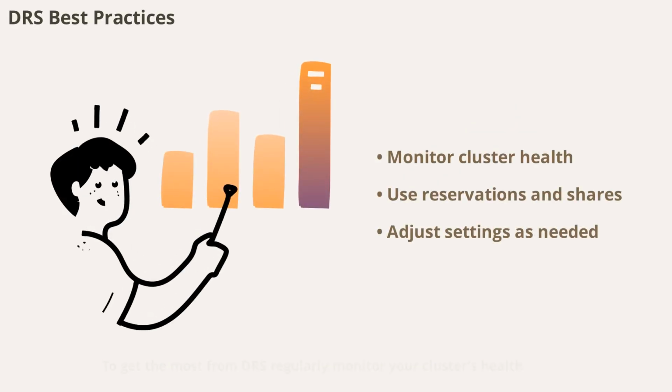To get the most from DRS, regularly monitor your cluster's health, review recommendations, and adjust settings as your environment evolves. Use reservations for critical workloads, set appropriate shares for prioritization, and leverage advanced options for special cases. Stay proactive with monitoring and troubleshooting to ensure your cluster remains balanced and your applications perform at their best.